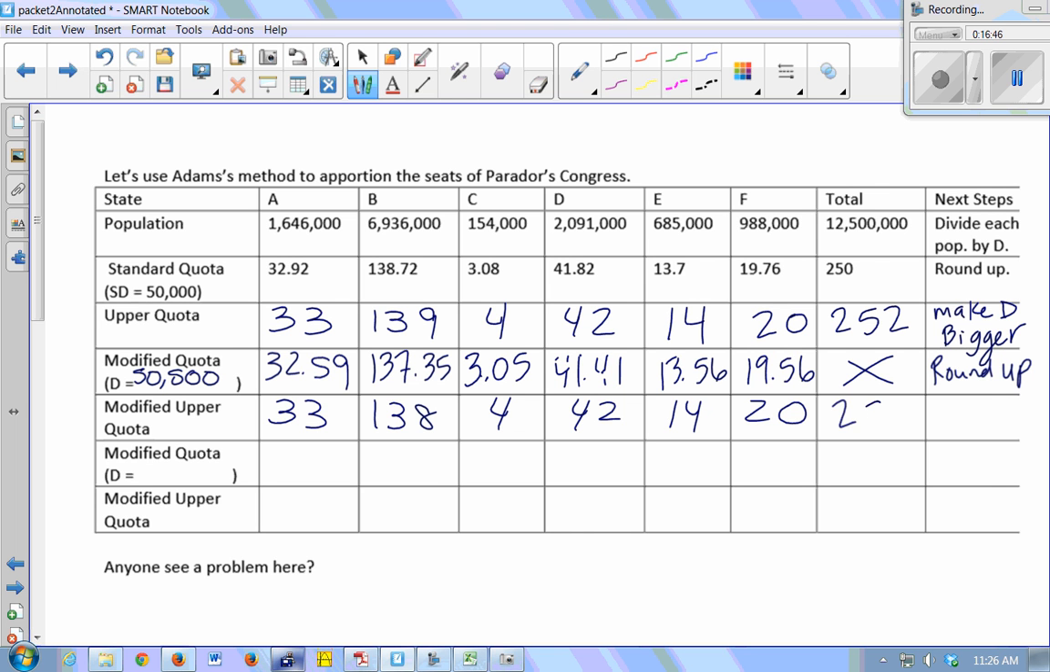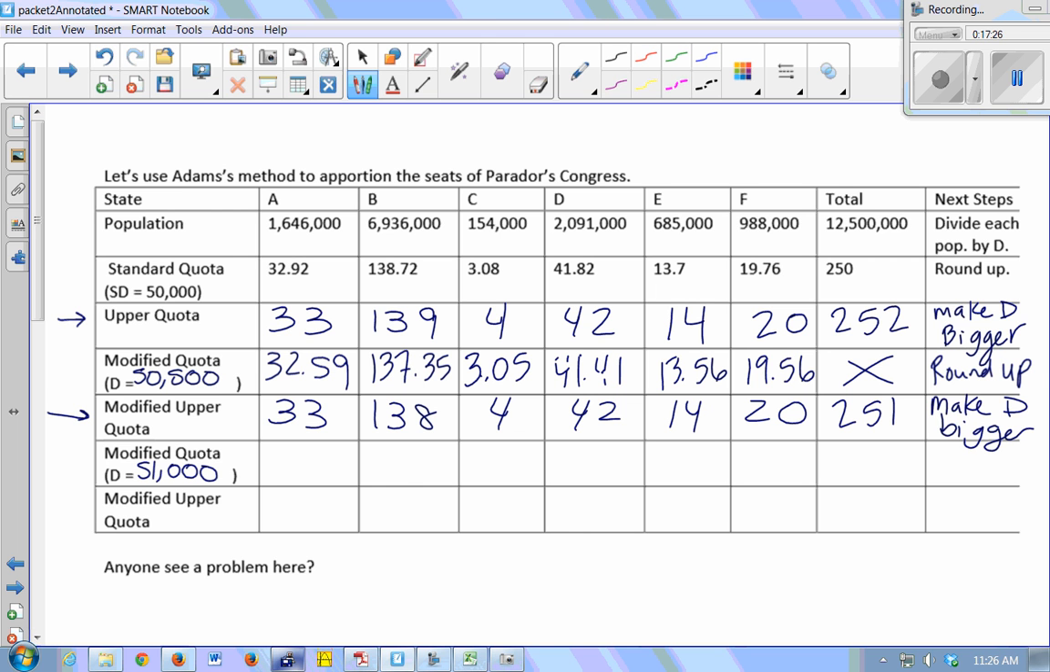251. They're all the same as the previous, right? This row and this row are all the same except for state B drops down by 139 to 138. So I have 251 instead of 252. Now 251 is still too big, so how do I change the divisor? Bring it up a little bit more, yeah. So I want to make D bigger. So what D do you want to try? 51,000? Okay, let's try it.